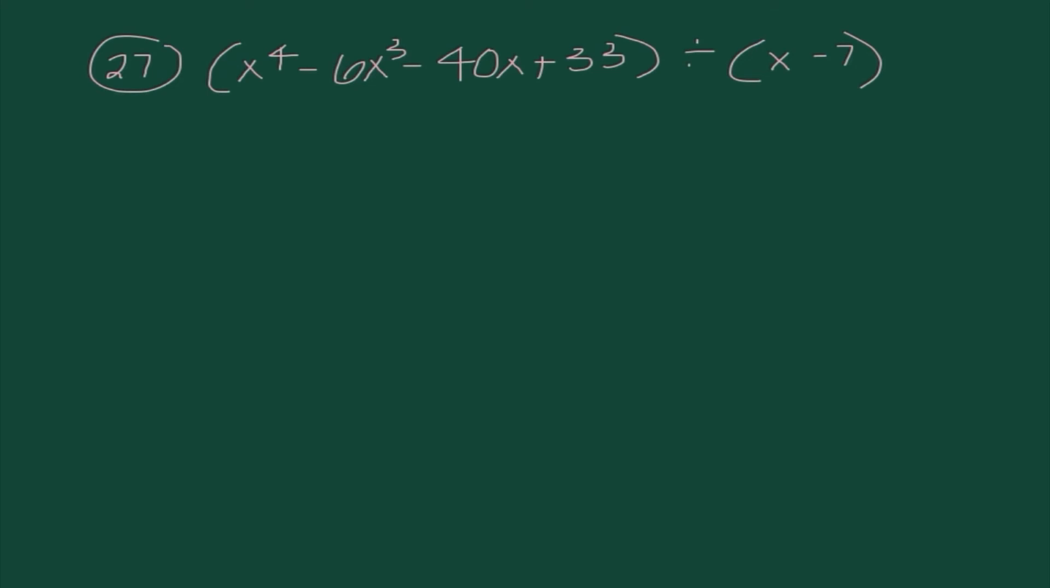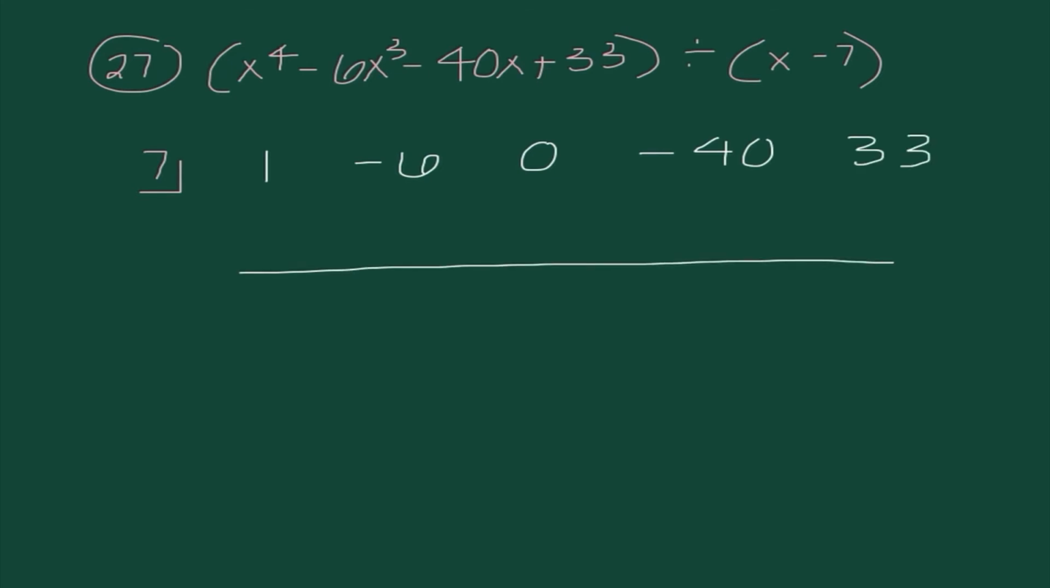Now let's do one using synthetic division. So synthetic division, I'm going to start by putting the opposite of this number in our box, and I'm going to list out my coefficients, which are 1, negative 6, 0, negative 40, and 33. Since I was missing an x squared, I had to put a 0 into my line of coefficients.